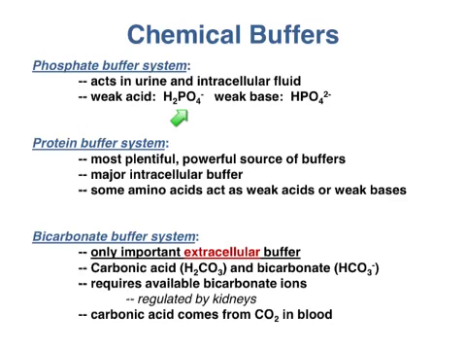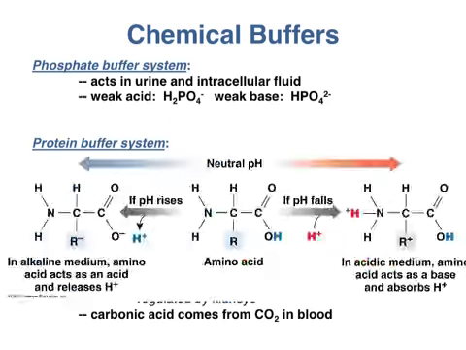The protein buffer system is the most powerful, the major intracellular buffer. The protein buffer system works because amino acids are weak acids. When a solution becomes more alkaline, the amino acids can release a hydrogen ion. When a solution becomes too acidic, amino acids can absorb a hydrogen ion.